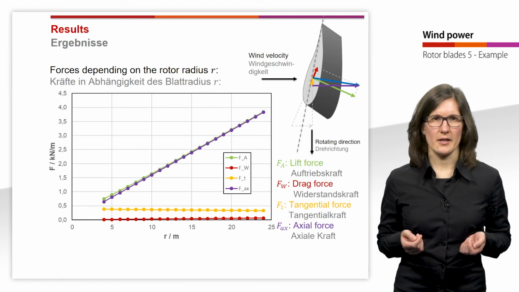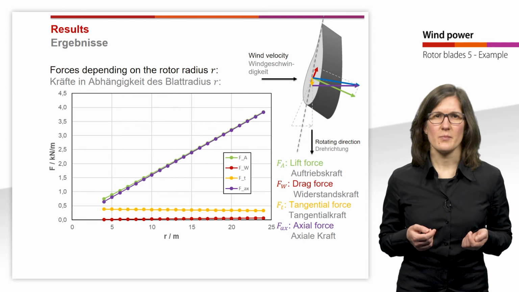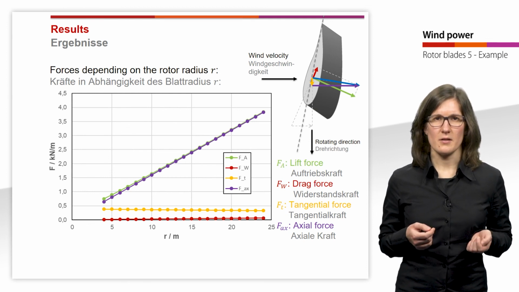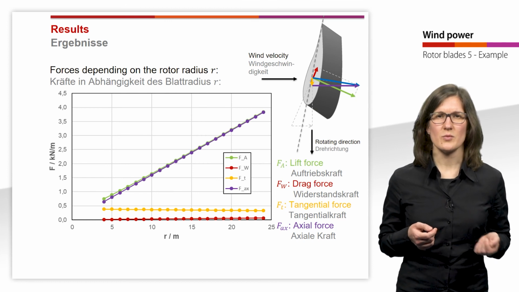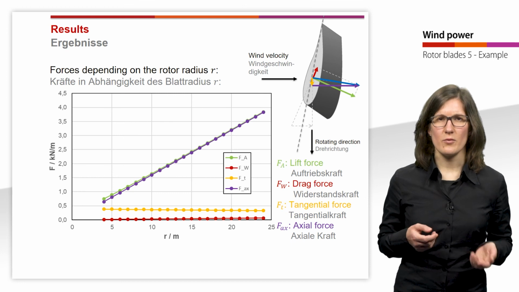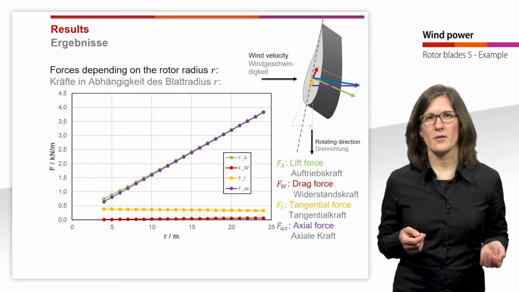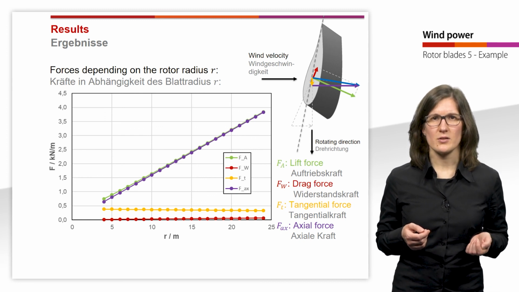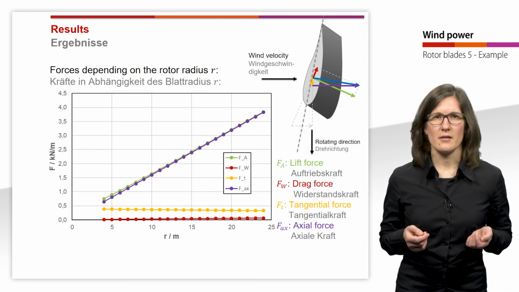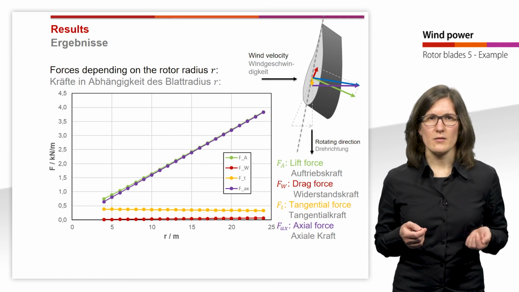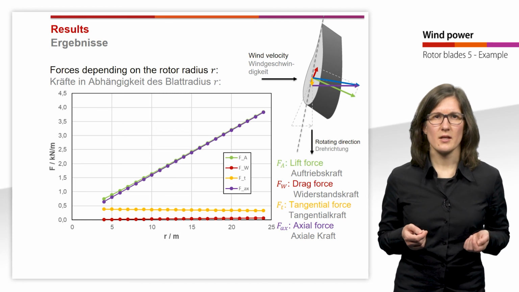In this picture, the calculated forces are shown depending on the rotor radius. A rotor radius of 0 at the x-axis corresponds to the center of the rotor blade, and the radius of 24 meters corresponds to the blade tip. You can see that the lift force and the axial force have the highest values, and the drag force has the lowest value as wanted. The lift force and the axial force increase with increasing rotor radius.